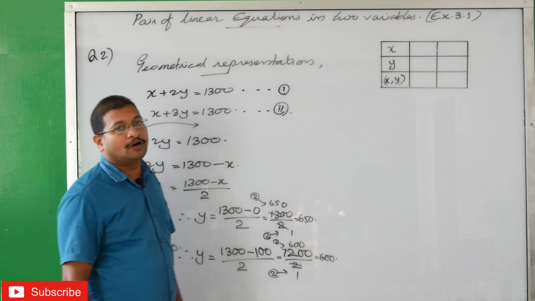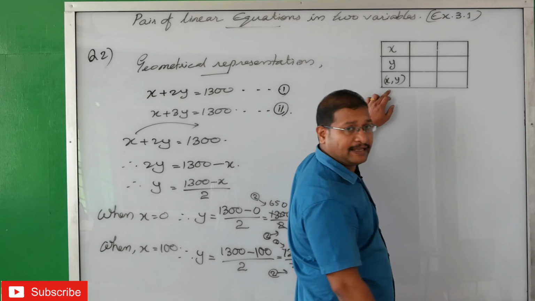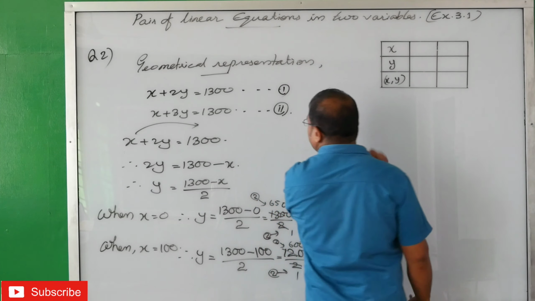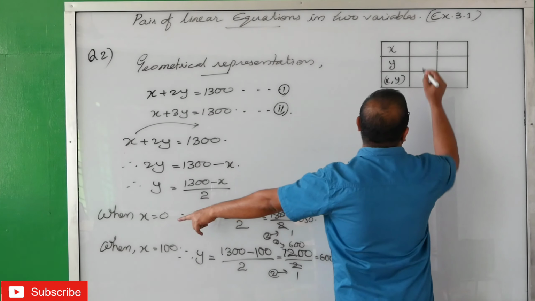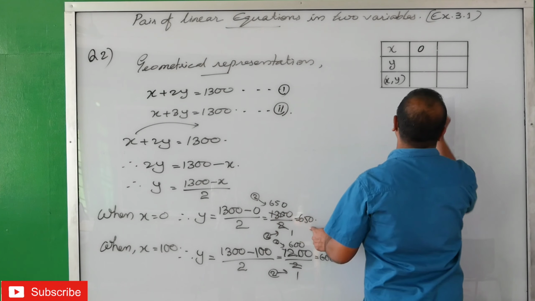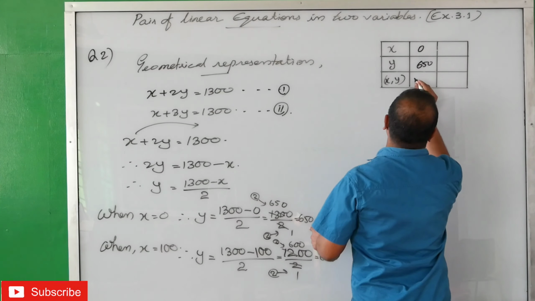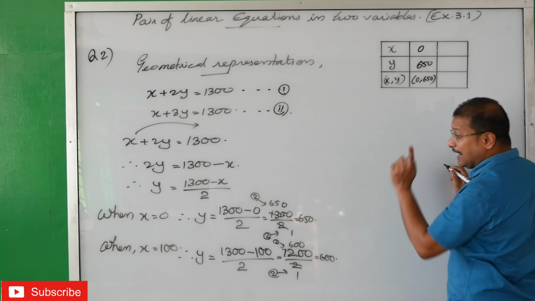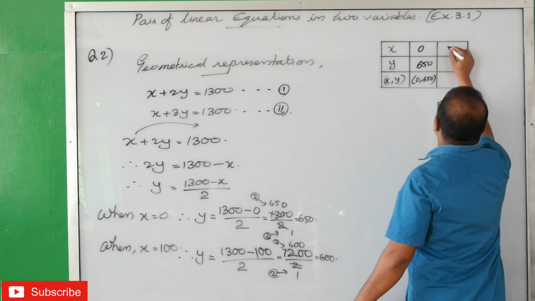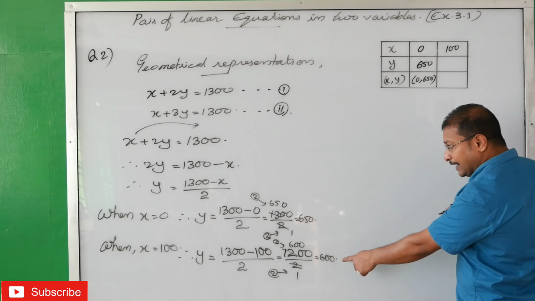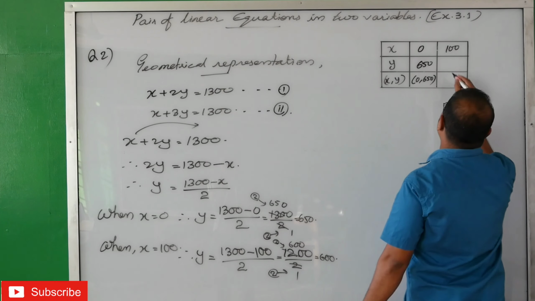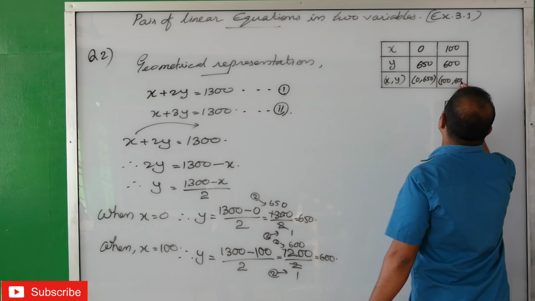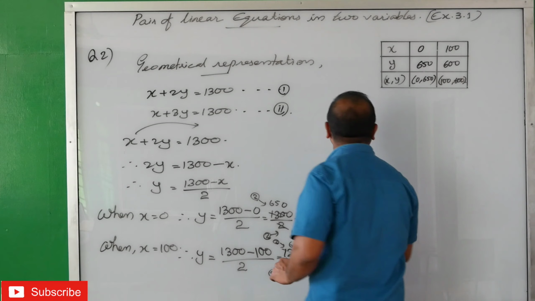Ready? Now let's make the table. xy means these are the coordinates for the graphical representation. Ready? First x, what we took the value of x? 0. That time what you got? y as 650. So the coordinates xy means 0, 650. Ready? After that, x equals 100. That time we got the value of y as 600. So the coordinates are 100 and 600. Okay, so we got the first table.